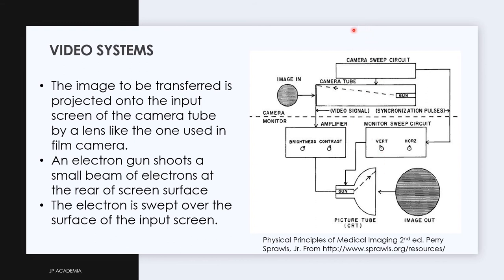The video signal in the system, which is actually the voltage versus time, is transferred by wire to the video monitor. Note that we also have synchronization pulses here. So the video signal plus the synchronization pulses make for synchronized raster scanning in the video camera and video monitor. The video signal voltage modulates the beam current in the monitor, which in turn modulates the luminance at that location on the monitor. So this is called a raster scan pattern on the target, and it is replicated by the electron beam scanning the monitor phosphor. So your monitor here has a phosphor.